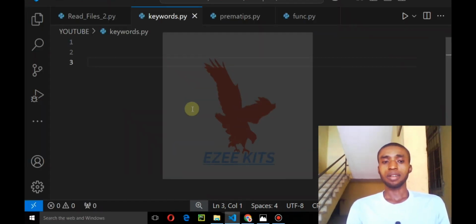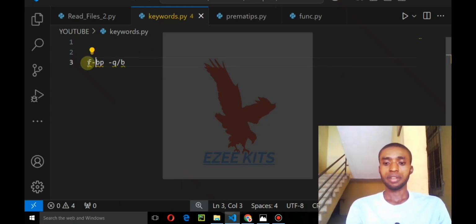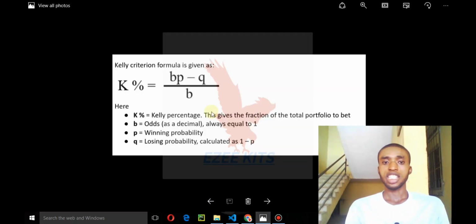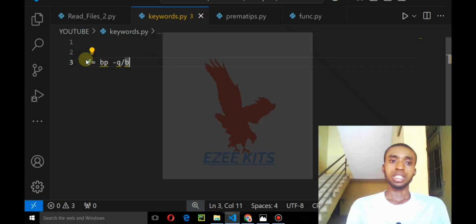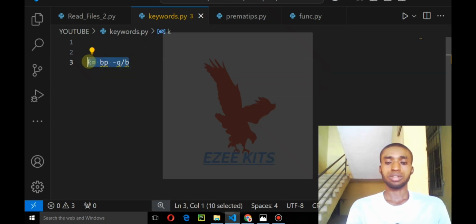Like I've explained earlier, we have B times P minus Q, all divided by B, and it's going to be our F. I didn't do anything magical here. What I explained is K is equal to B times P minus Q, all divided by B. So I'm going to implement all this. I can change this to K. So let's see how we implement this exactly using Python. Let me comment this out.